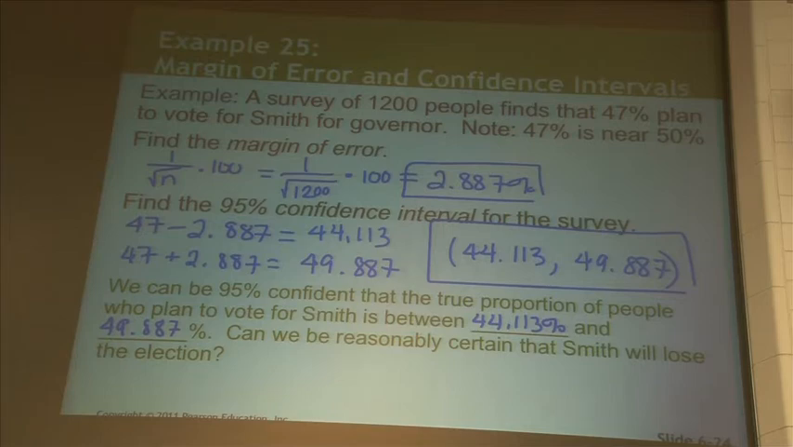Okay. Now, this is example 25. Notice our sample proportion is 47%. We're only 3 percentage places away from exactly half. Right? That's a nice one, right? When you're close to 50%, this is how to calculate it.